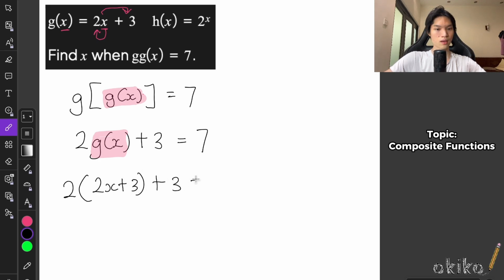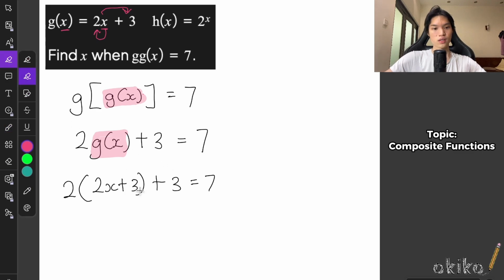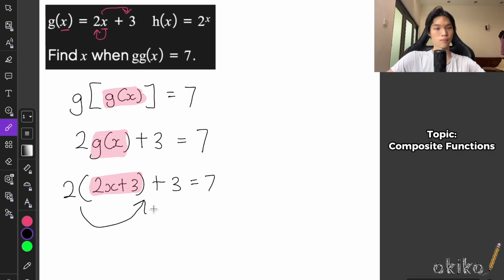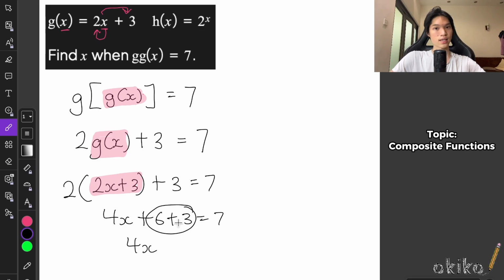And from here, you get an equation where you just have x to solve for. So as long as you can do some equation solving, this should be no problem. I'm just going to work it out here so you can take a look. 2 can be multiplied into this bracket. 2 times 2x is 4x, and 2 times 3 is 6. I can join the 6 and 3 together as a 9.